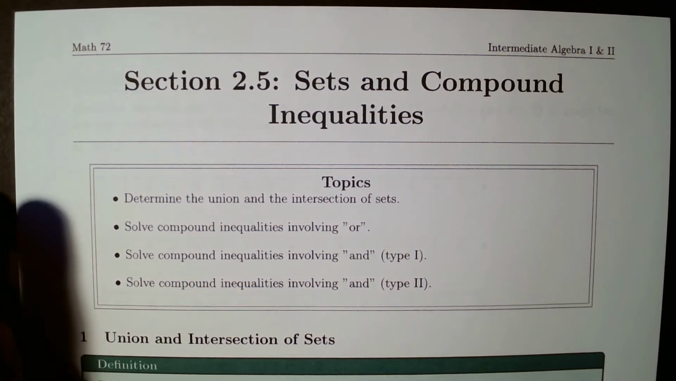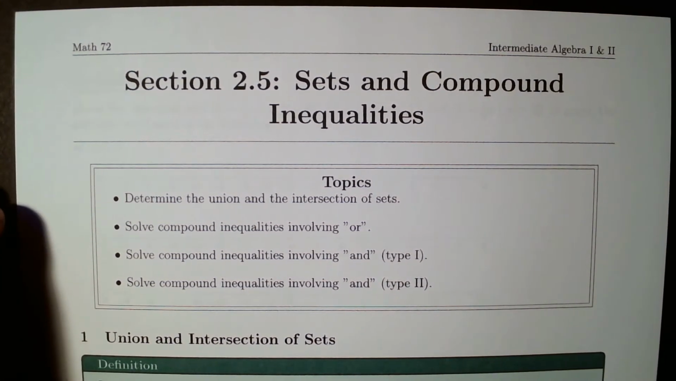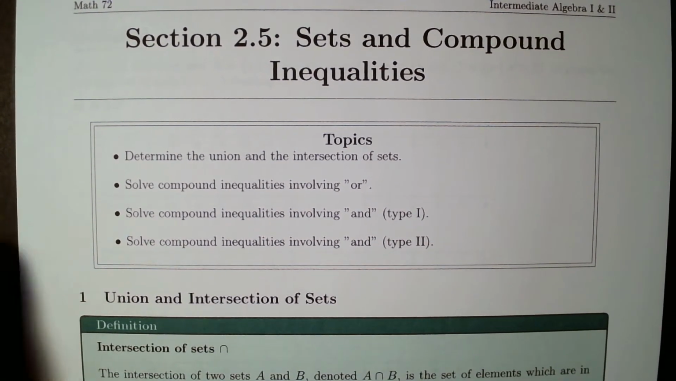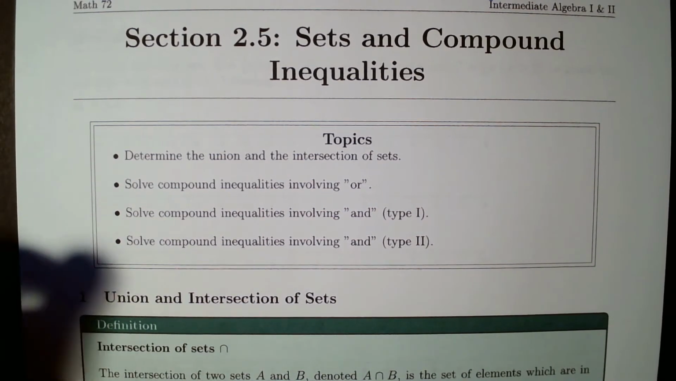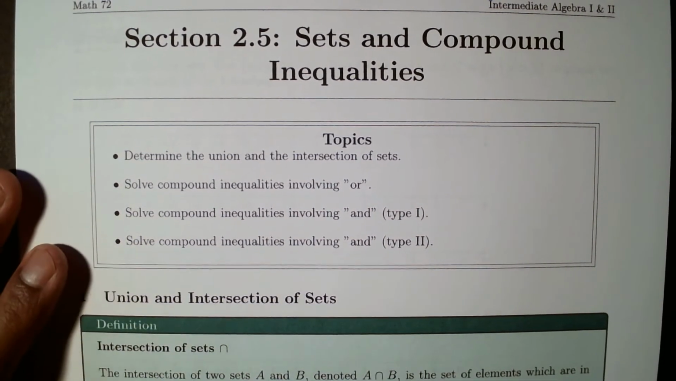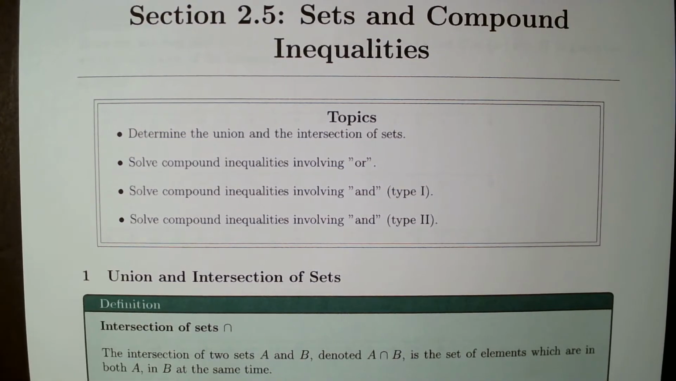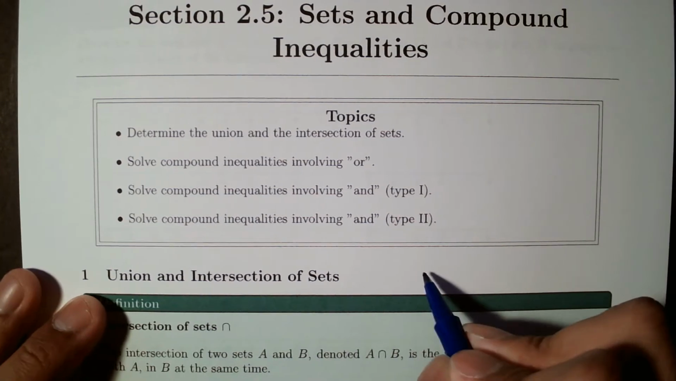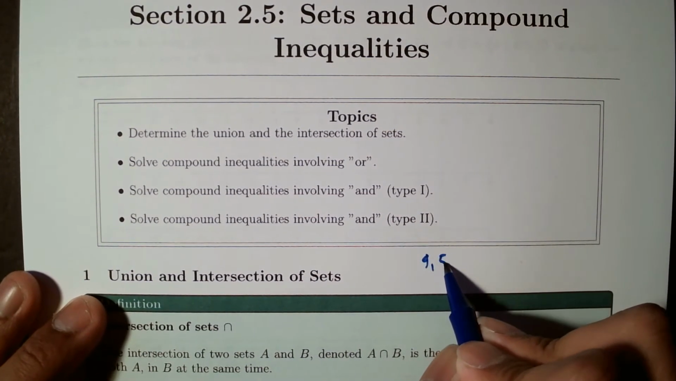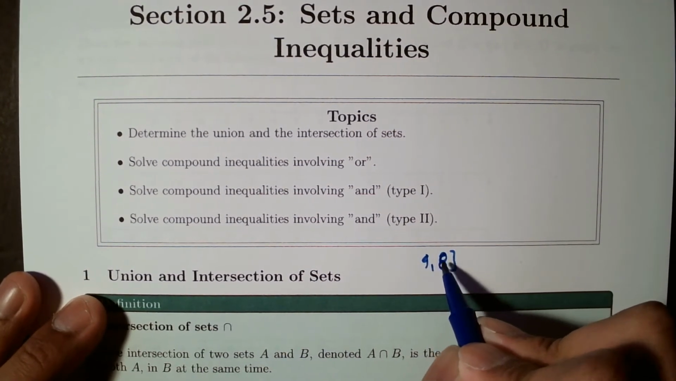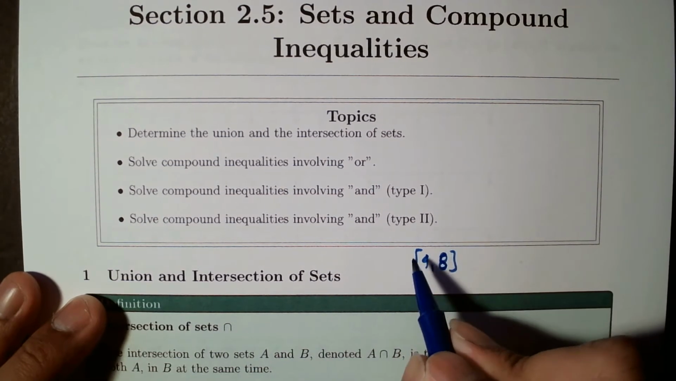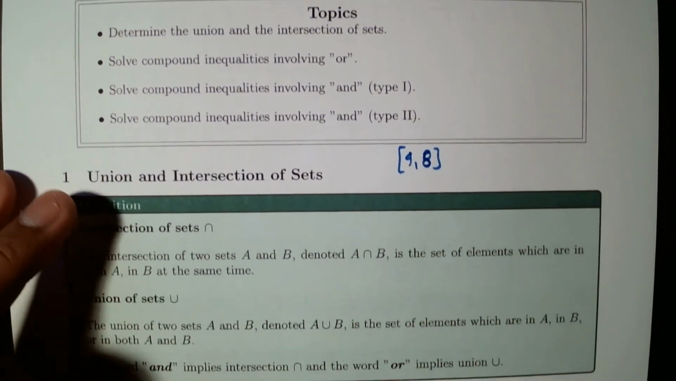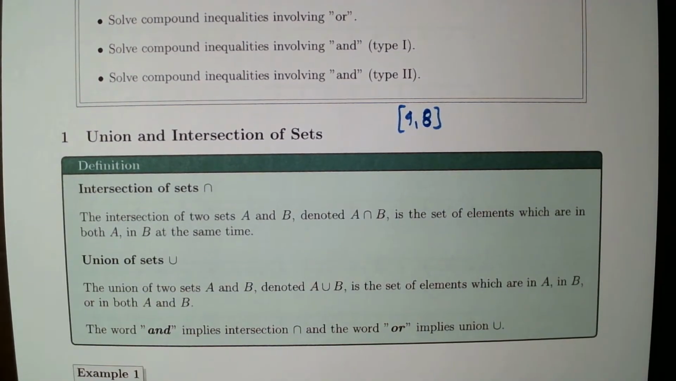Alright, so in this video we go over sets and compound inequalities. We have already talked about sets in the previous section, in which we covered interval notation, or intervals of numbers. Those intervals are actually sets of numbers. For example, the interval 4 to 8 is the set of numbers that go from 4 to 8. So in a way, we already have some notion of what a set is.